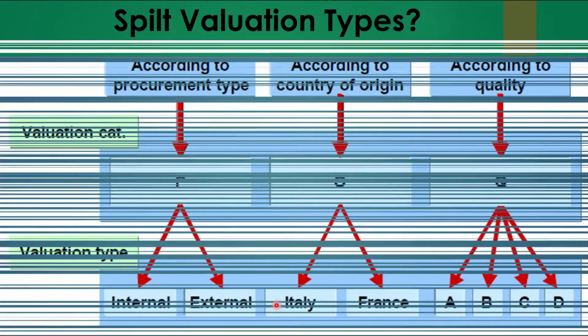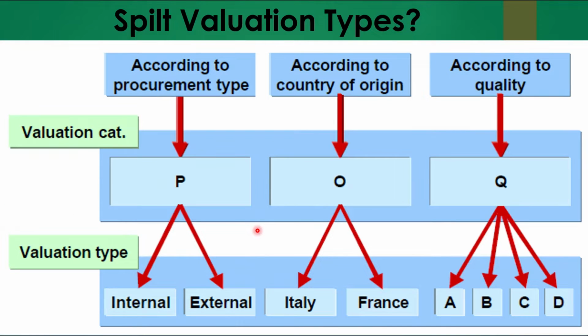Then types of split valuations. As I covered in the last slide, here we will see some more details with the help of graphics. What exactly does split valuation look like, and how do things work here? Let's first see these three examples, and we will go one by one. According to procurement type, this P is for valuation category P. It is just an example, it might be anything.